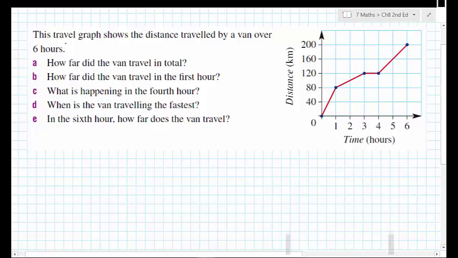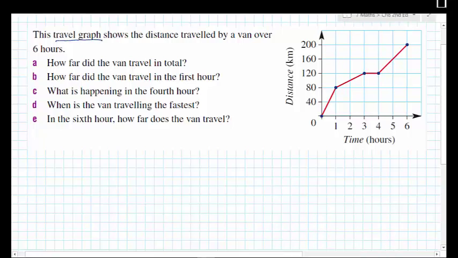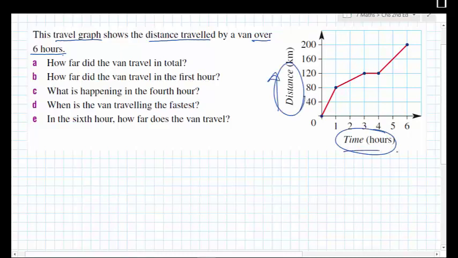Okay, so here we've got a travel graph that shows the distance travelled by a car over a 6-hour period. Up the side is distance, and down the bottom we've got hours running this way. It asks how far the car travelled in total.